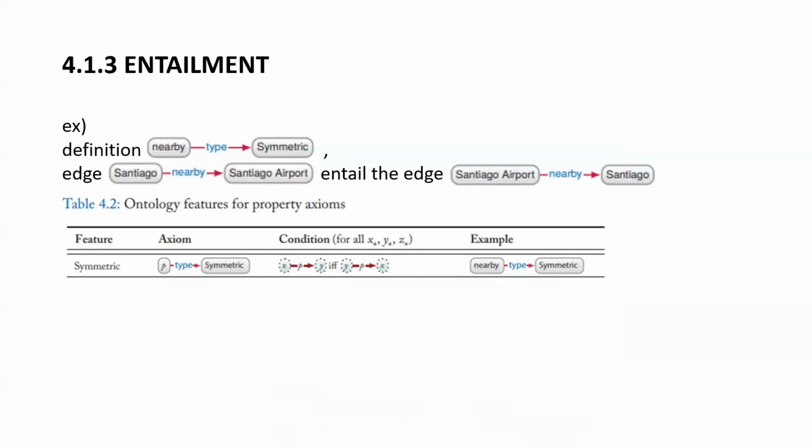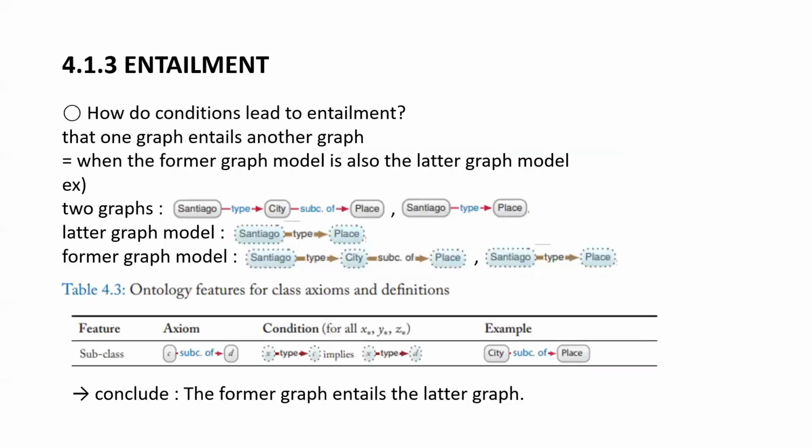Next is entailment. Conditions from the previous ontology features give rise to entailments. For example, the definition nearby type symmetric edge Santiago nearby Santiago Airport entails the edge Santiago Airport nearby Santiago according to the symmetric feature of Table 4.2. I will explain how conditions lead to entailments.